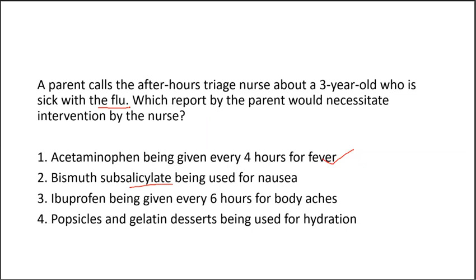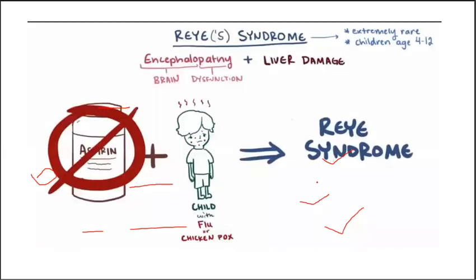So again, we said we don't want to give aspirin to children who have the flu or who have chickenpox, because it could lead to Reye's syndrome, where you're going to see encephalopathy, or brain dysfunction, and you'd also see liver damage in these clients. So option 2, we'll hold on to that. With option 3, ibuprofen given for body aches, that looks okay. We can also give popsicles and gelatin to hydrate the patient. So option 2 is our correct answer. So again, like we said, for children with flu or chickenpox, we don't want to give them aspirin because it could cause Reye's syndrome, and you're going to see encephalopathy and liver damage.